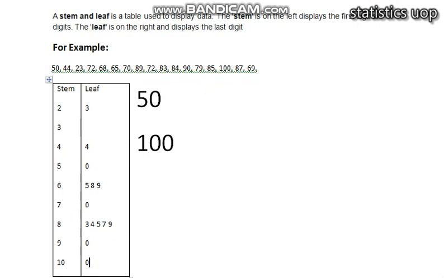Now if you turn this stem and leaf plot on its side, it is sort of like a histogram. This stem and leaf plot shows the individual values in a data set, and generally it is used for smaller data sets.